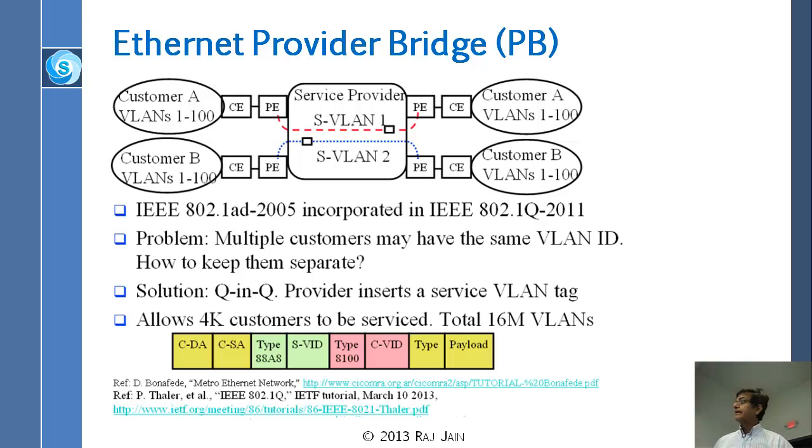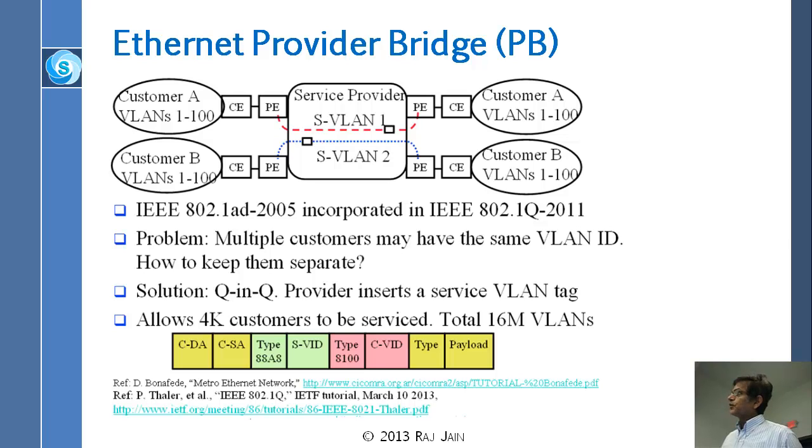Q in Q means that we have a VLAN inside a VLAN. Q is VLAN, right? 802.1Q is a VLAN standard. So in Q in Q, this Q is not queue, Q is VLAN. Q in Q is basically you put another VLAN on the front of it. So there is a customer VID, which is the customer VLAN label, and this is the service VLAN. So instead of calling it provider, they call it service here for whatever reason.